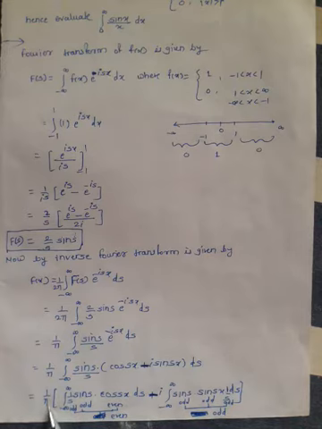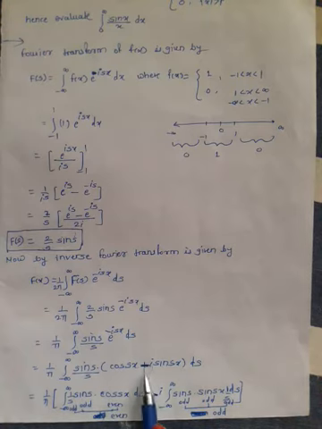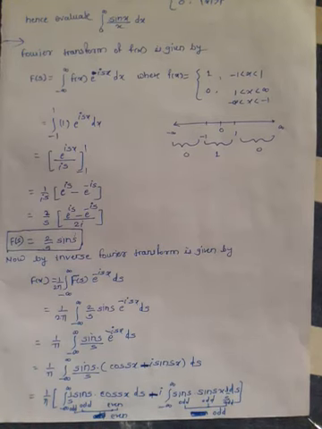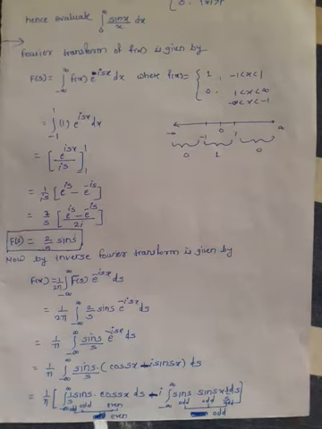We get 1 upon pi, first integration, in the square bracket, sin s cos sx upon s, minus i, which is a constant term, taken outside of the integration. Second integration, from minus infinity to infinity, sin s into sin sx into 1 upon s. Now in this step we are going to use this formula.